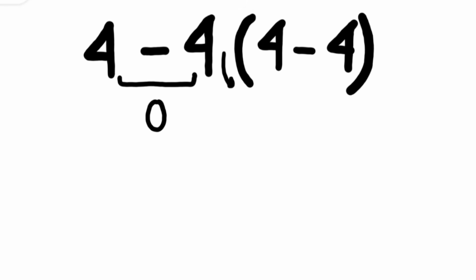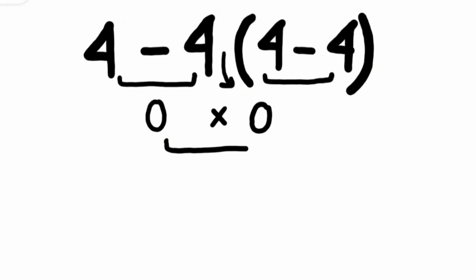Here they put multiplication. This is absolutely correct. And here too, after doing 4 minus 4, their answer comes out to be 0. So when they multiply 0 by 0, their answer comes out to be 0. Many students might be thinking that their solution is absolutely correct and the answer is indeed 0.